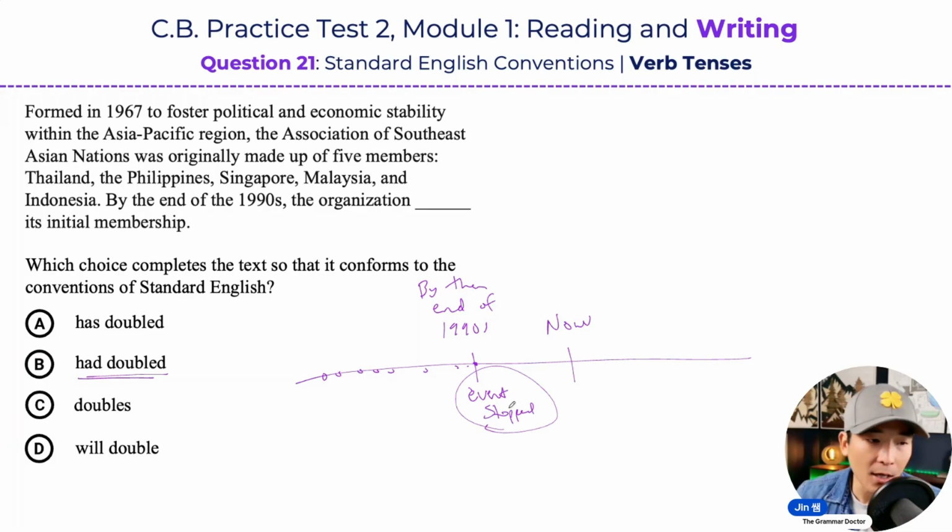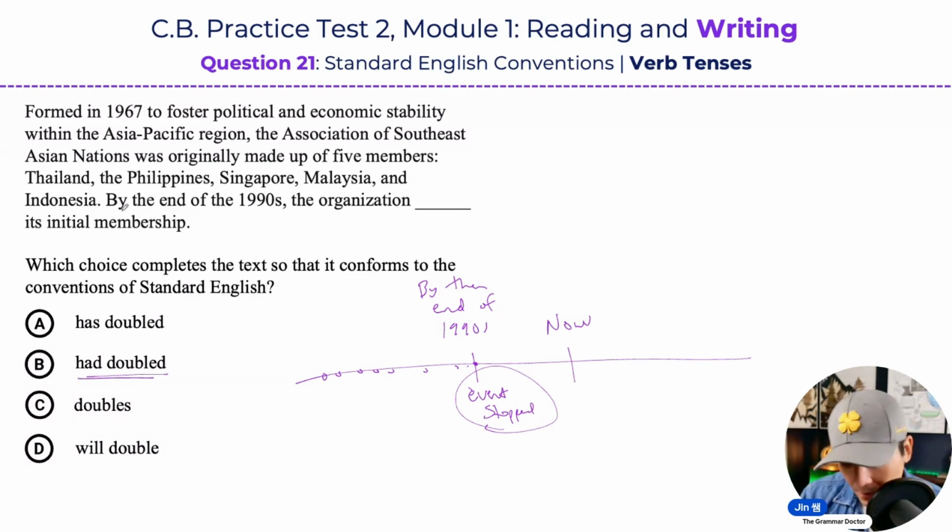Because now we're no longer talking about the membership size, how big it is at any point beyond 1999. So in 2000, 2001, we're not talking about that anymore, because the event's already done, okay? So that's how you would use past perfect.